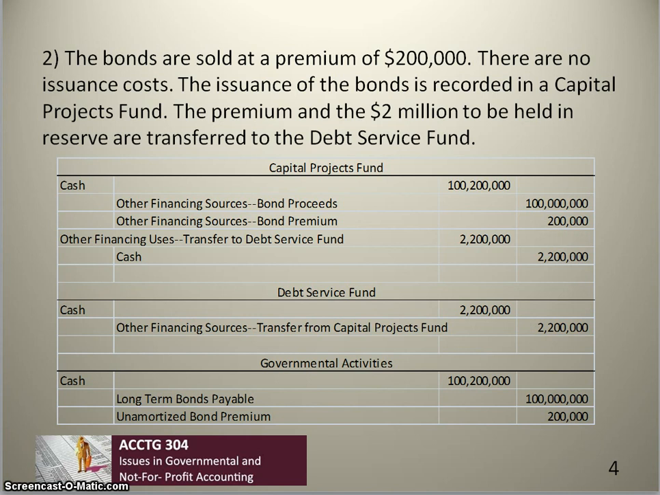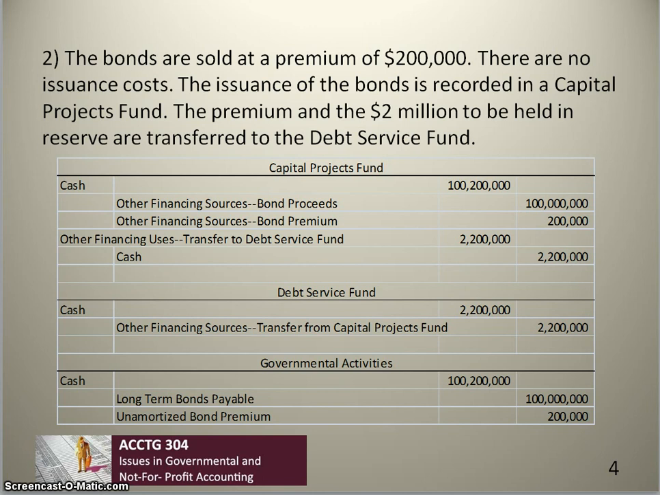So in the capital projects fund, we record the receipt of proceeds and premium on the bonds, $100,200,000 in cash, with another financing source, bond proceeds of $100 million, and other financing source, bond premium of $200,000. We also record in the capital projects fund the transfer out of the $2,200,000 to the debt service fund. In the debt service fund, we record the transfer in of the $2,200,000 from the capital projects fund. And in the governmental activities, we record the issuance of the bonds.